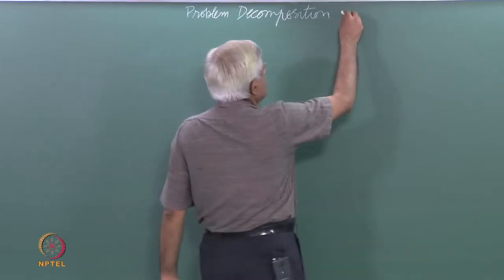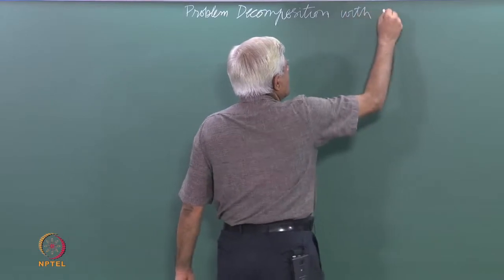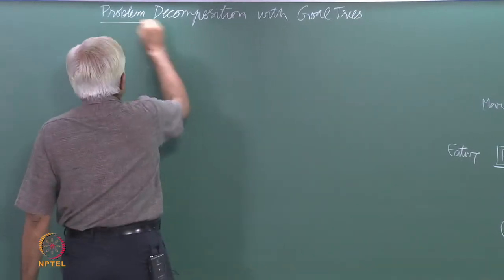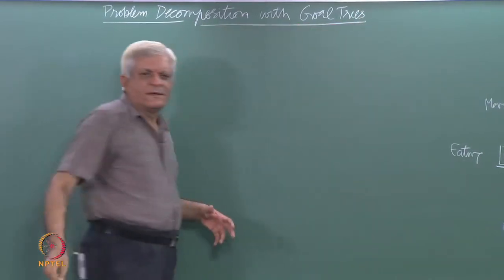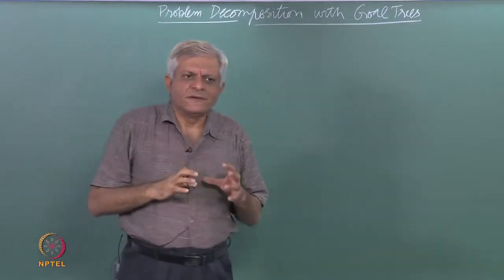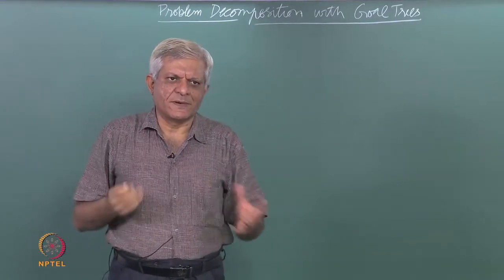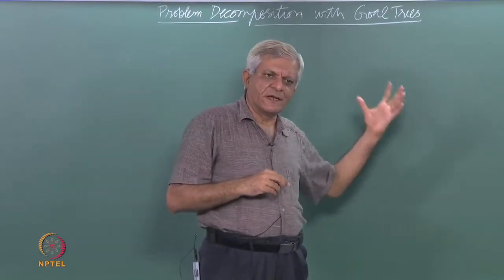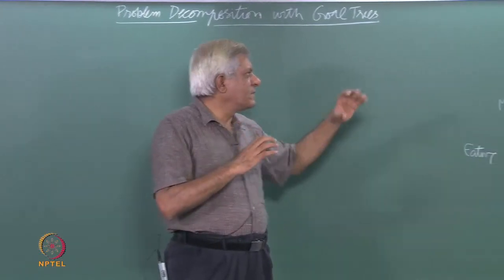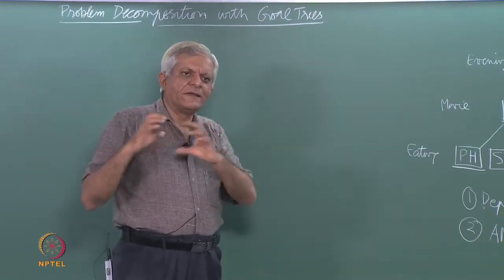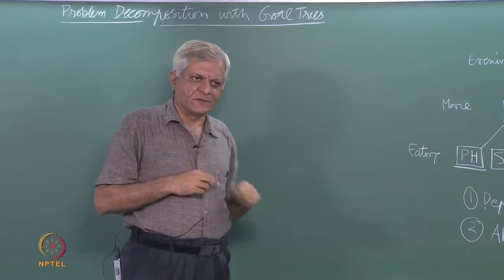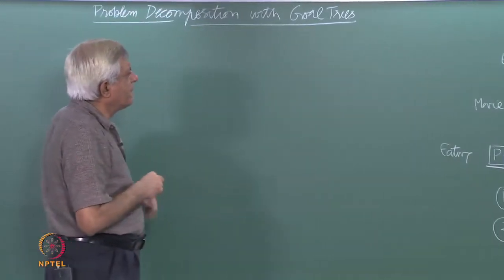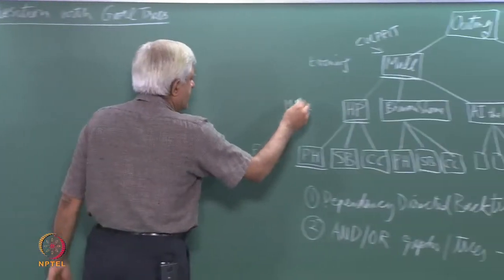So, we want to look at problem decomposition with goal trees, and the idea of problem decomposition is something like using a mechanism to break up a problem into smaller parts. In this example, it is a little bit like using a context free grammar to say that an outing is made up of an evening out and a movie and dinner and so on, but it does not have to be context free. In this case it is, but it could be context dependent. So, how do we do this?